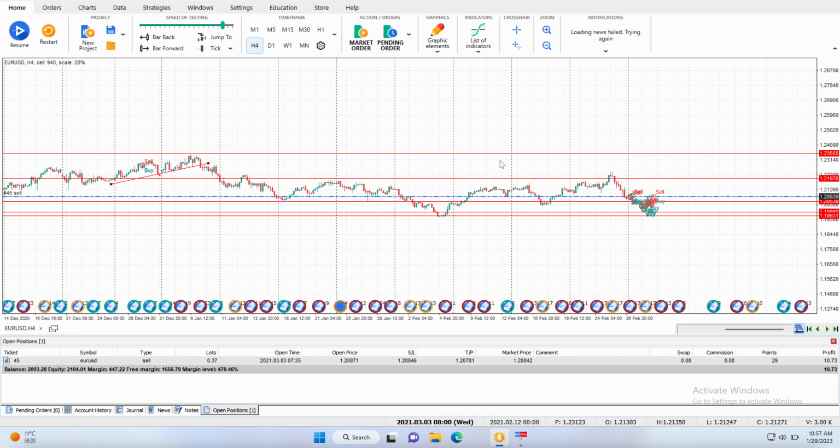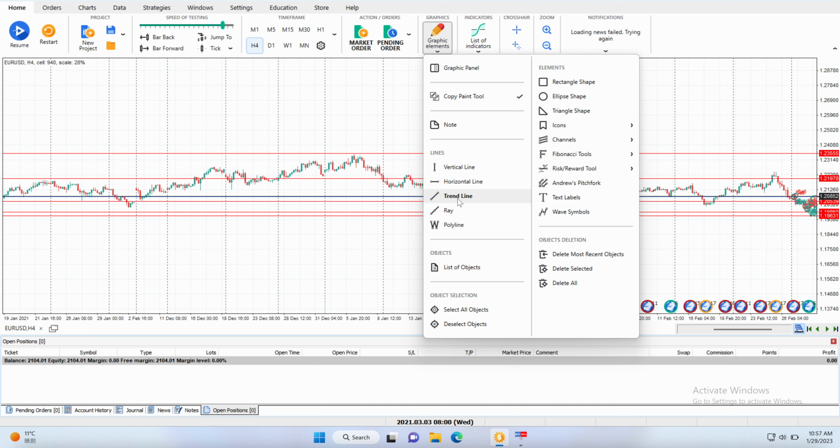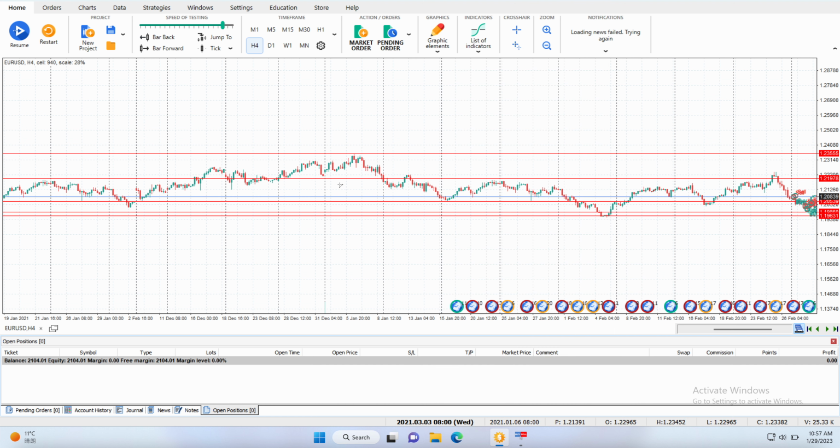Now you can't really see it, but let's go back to the 4-hour, back to what I was showing, and show y'all real quick. Graphic element, trend line, and yeah, right here, we have an uptrend. I don't know why it's doing this. Trend line. What is this, y'all? You see this? Why is it doing this?